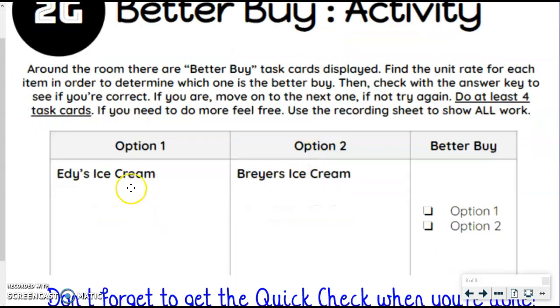And make sure what you're doing is that you are finding the unit rate or unit price for the one item, then do it for the other item, and then you're going to show us by checking or filling in this box which one was the better buy. Was it option 1 or option 2? Just like we did, we just circled, but you're going to be filling in the boxes.